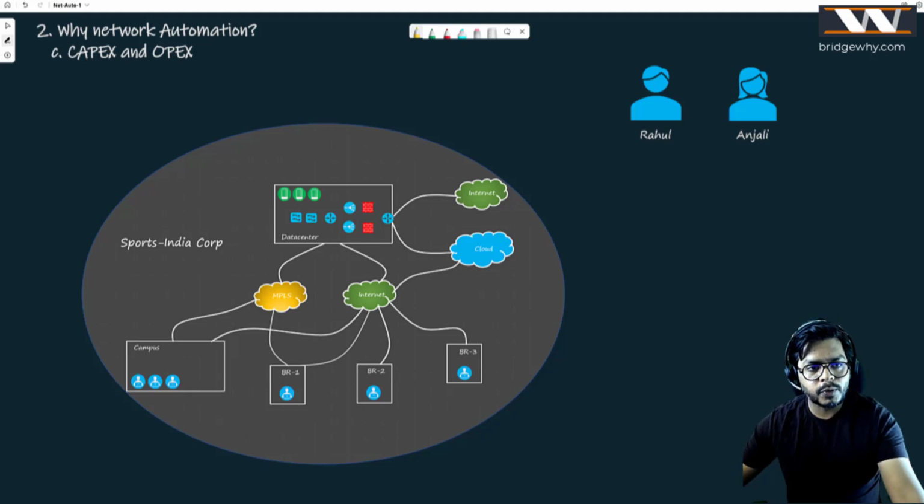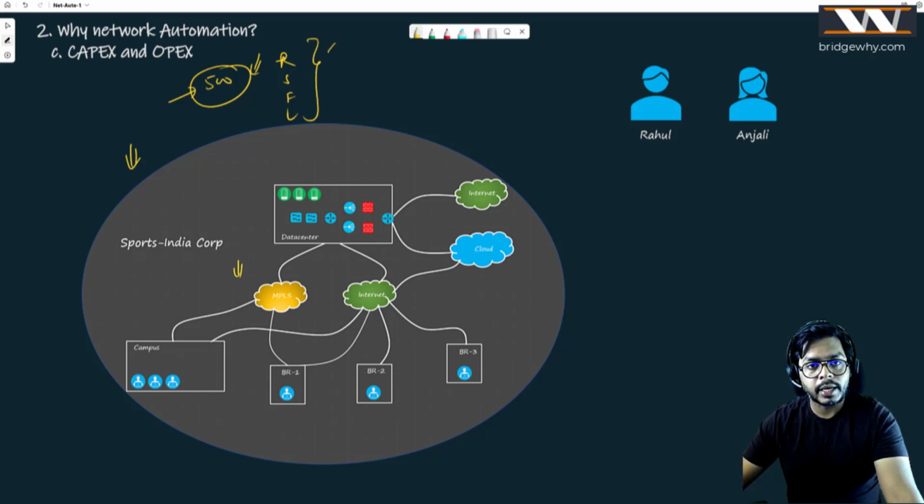Suppose this Sports India was building its complete network and they had bought maybe 500 devices. What is the meaning of devices? The meaning of devices is routers, switches, firewalls, load balancers, these circuits, MPLS internet circuits. And these things are actually your cost in making this network.